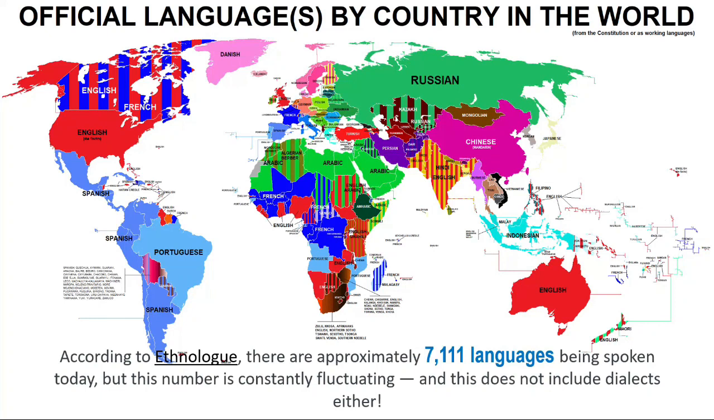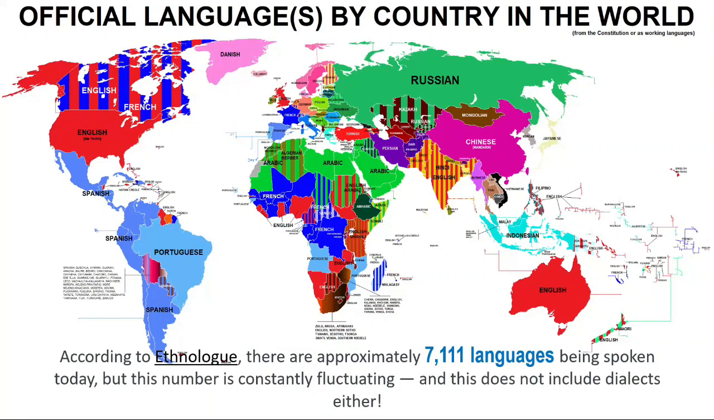Now, according to Ethnologue, class, there are approximately 7,111 languages being spoken today. But this number is constantly fluctuating, and this does not include dialects either. In the world, class, there are 195 countries, and in them, there are 7,111 languages. In the Philippines alone, there are more or less 170 languages. This entails that people in the world truly have unique ways of communicating the meanings of their experiences. Imagine, class, saying I love you in 7,111 languages.